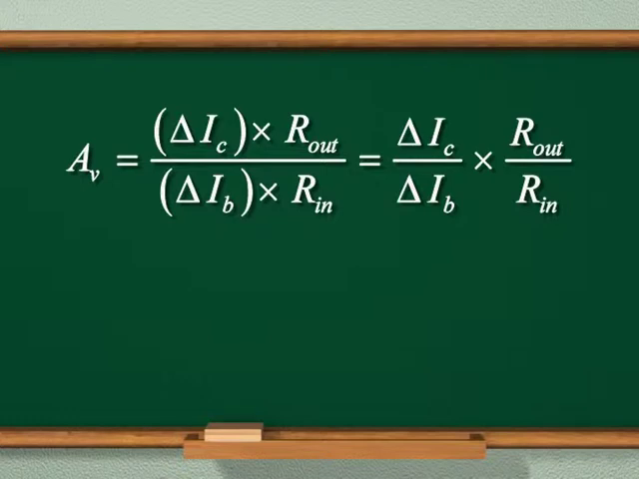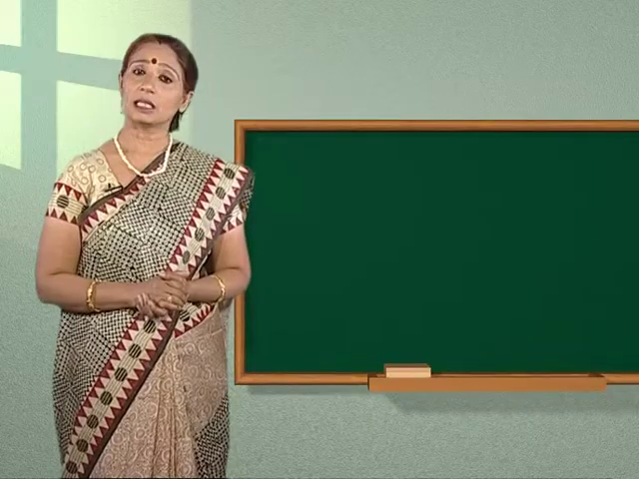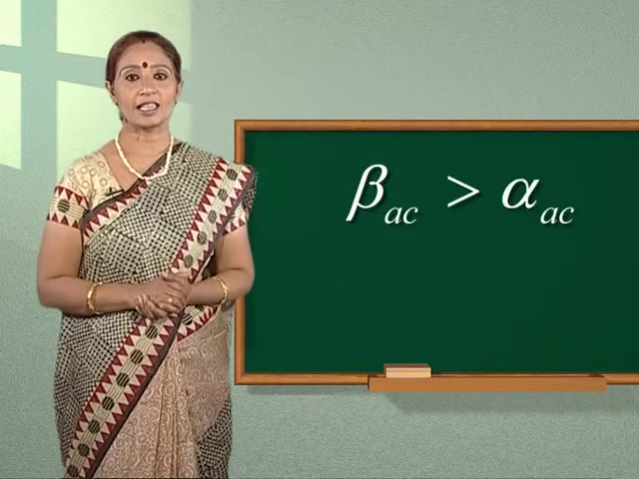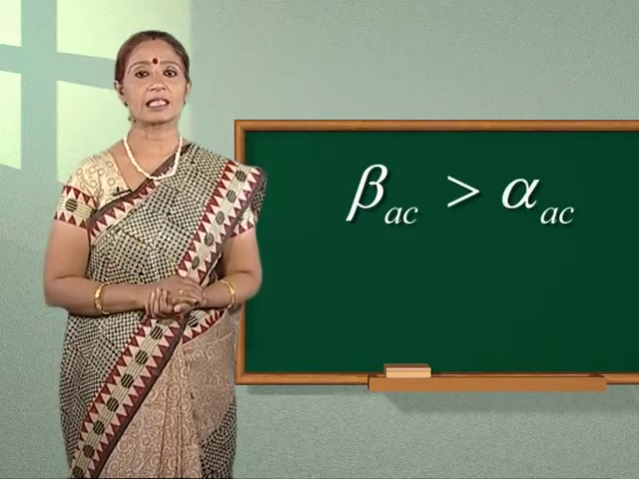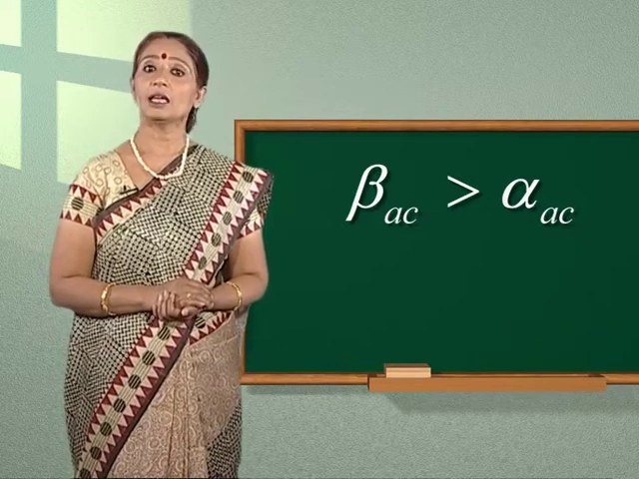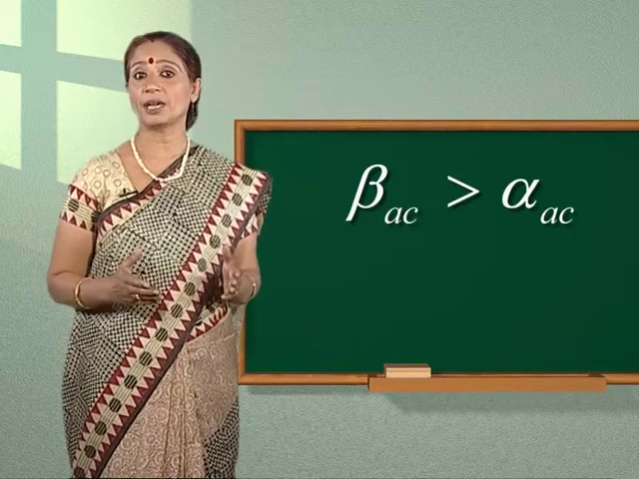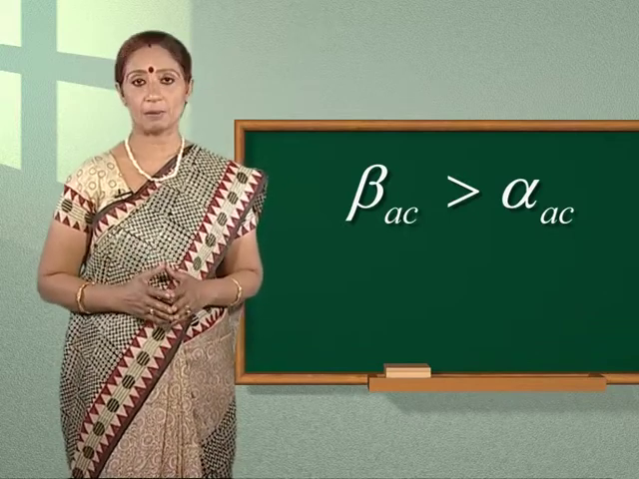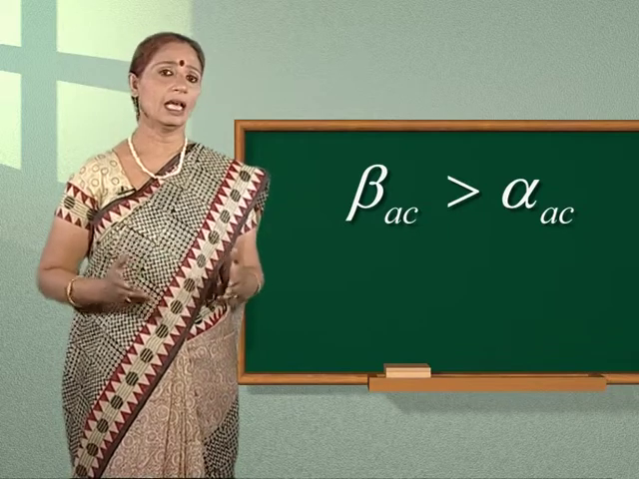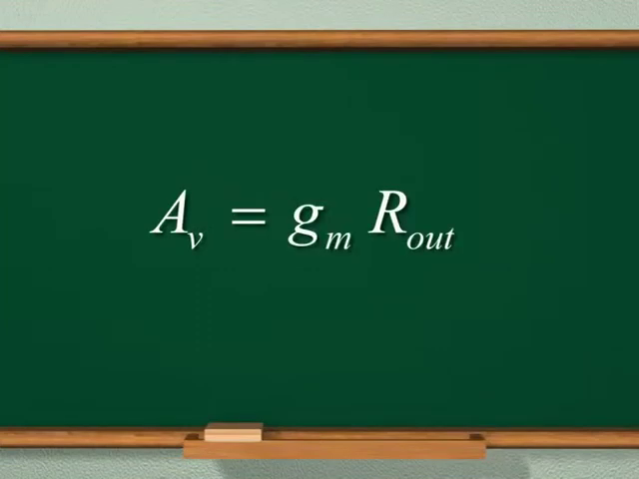This gives us AV equal to beta AC into resistance gain. We know that beta AC is always greater than alpha AC. AC voltage gain in common emitter amplifier is quite larger as compared to that in a common base amplifier. So it can be concluded that AV is equal to Gm into Rout.